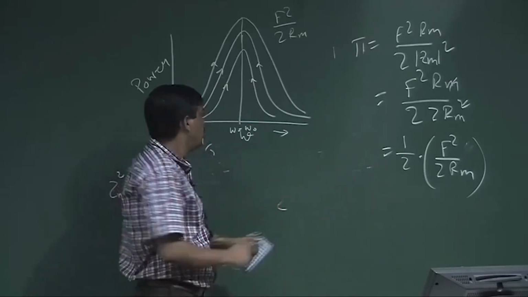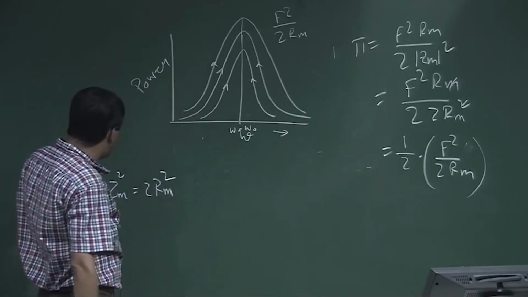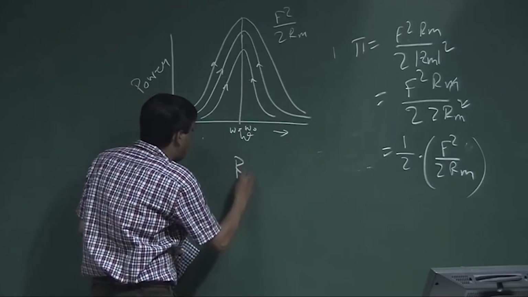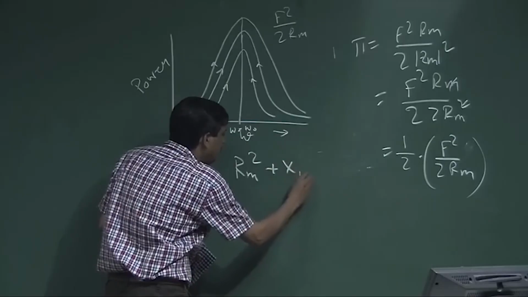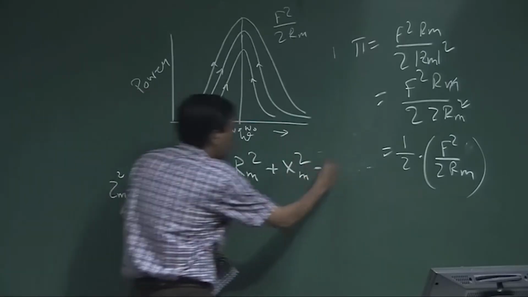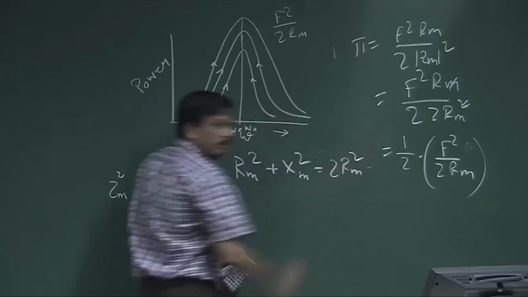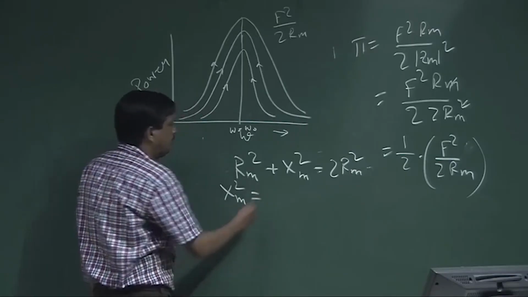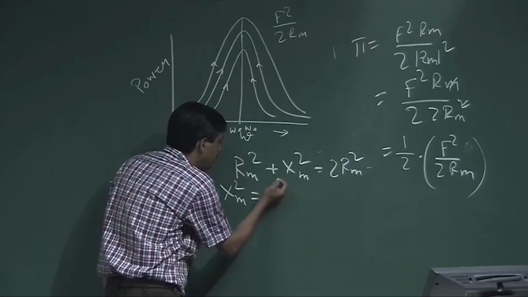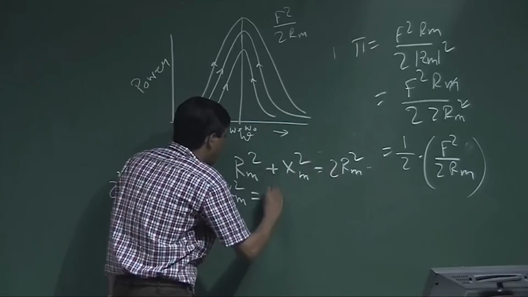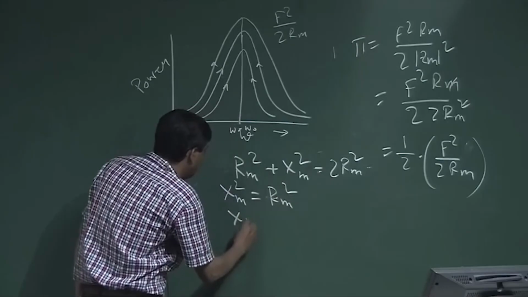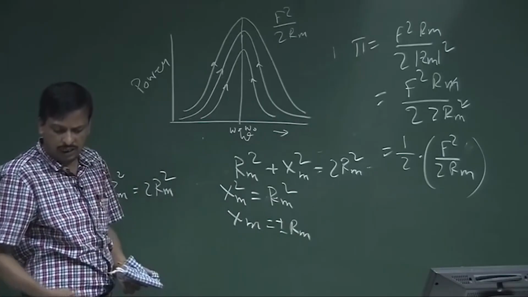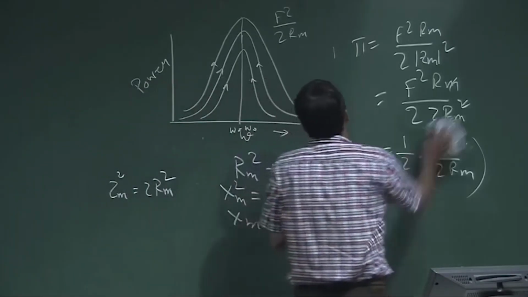Okay, half power happens. So, this is the condition: half power happens when Zm squared is equal to 2 Rm squared. What is Zm squared? It is nothing but Rm squared plus Xm squared. Zm squared is equal to 2 Rm squared. Okay. Now, Xm squared will be what? Plus or minus 1 Rm squared. So, Xm will be plus or minus Rm.